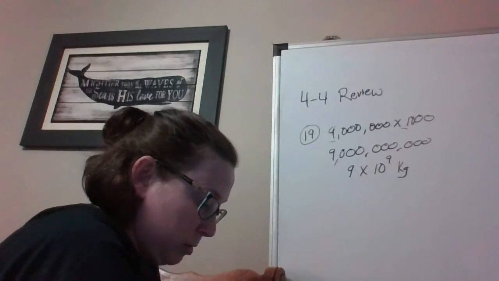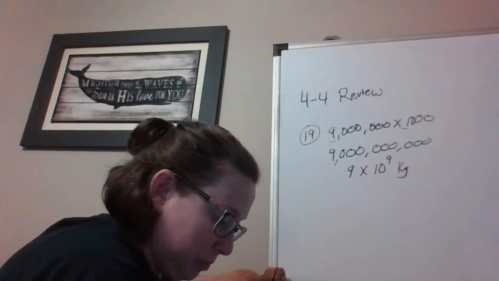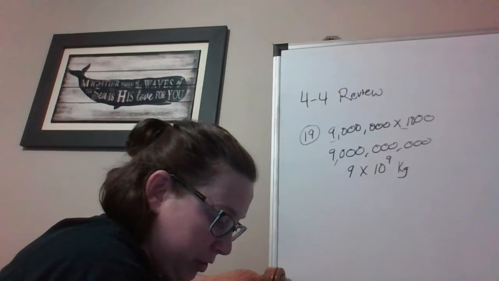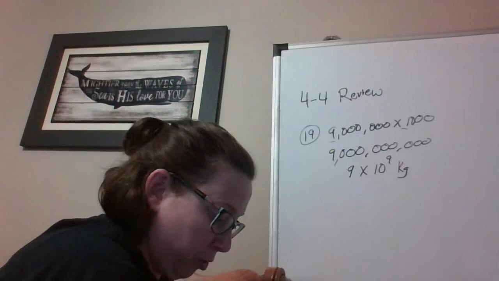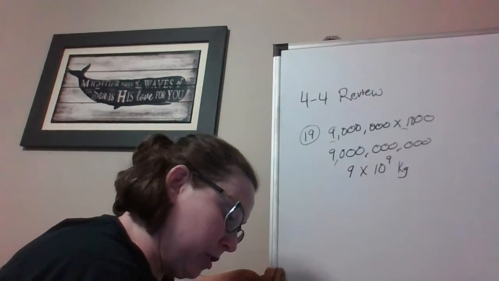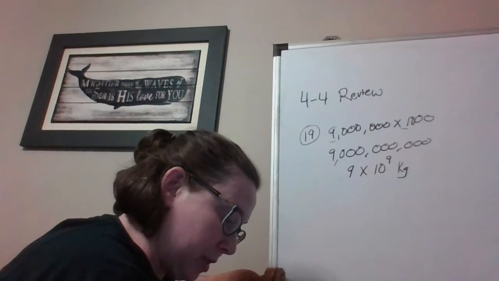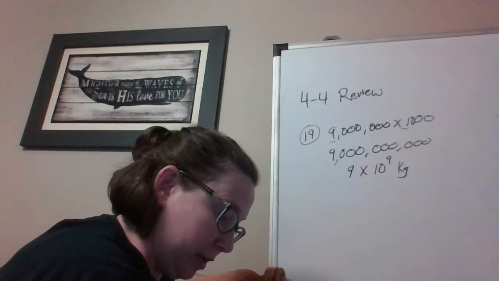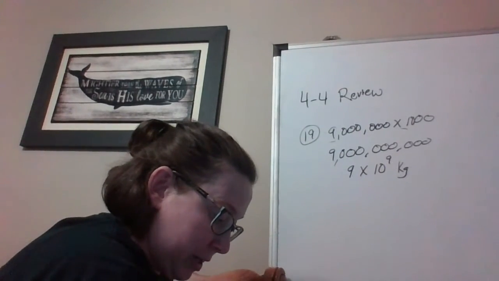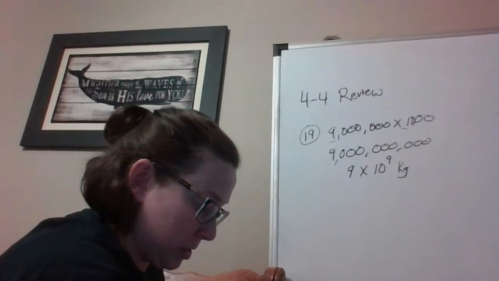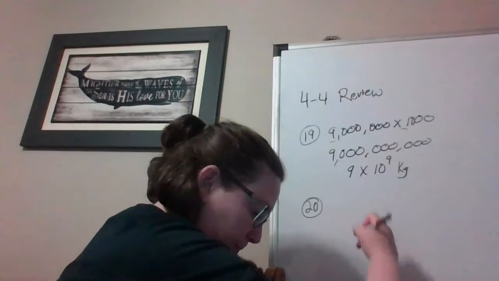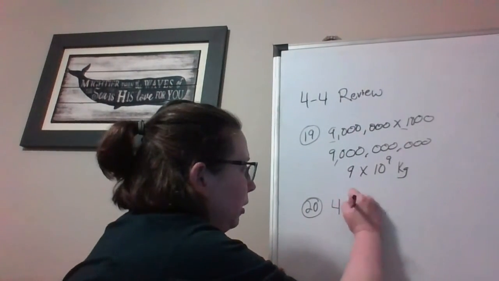Number 20 talks about the orbits of Neptune and Pluto and that they cross each other. Neptune's average distance from the sun is approximately 4.5 times 10 to the 9th power kilometers. Pluto's average distance from the sun is approximately 5.87 times 10 to the 9th kilometers. Which object has the greater average distance from the sun? So for number 20, we're comparing here.